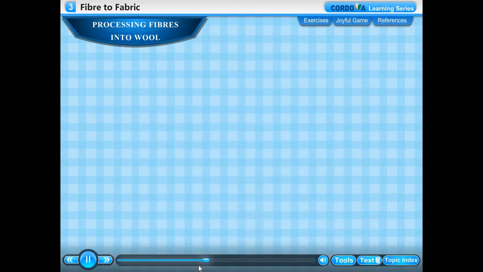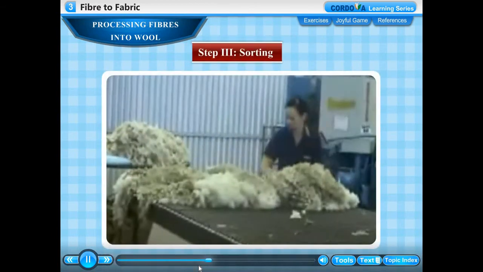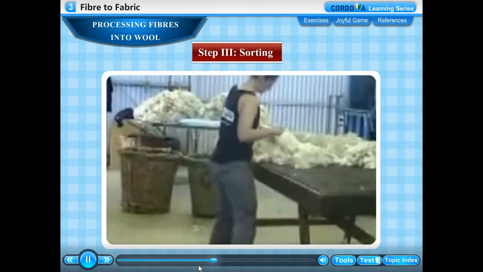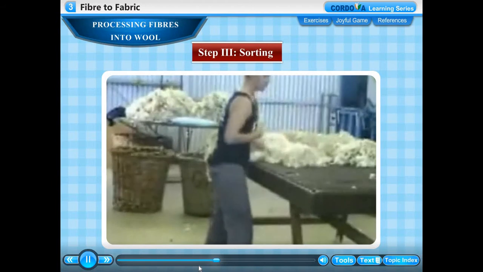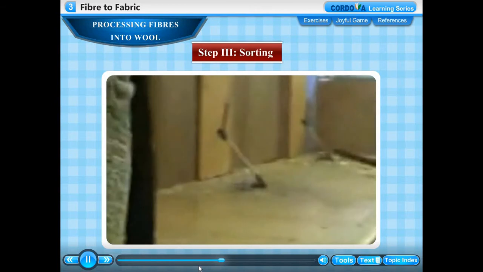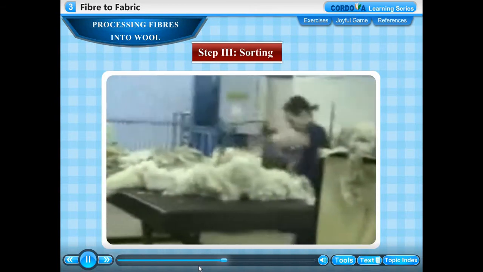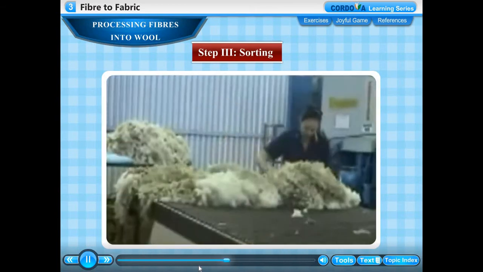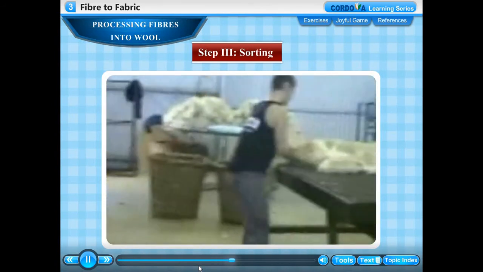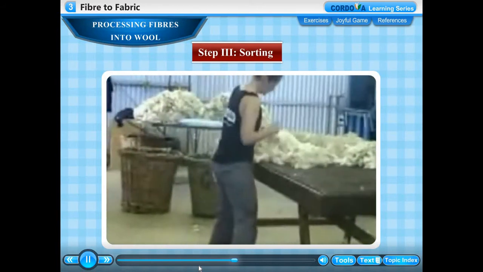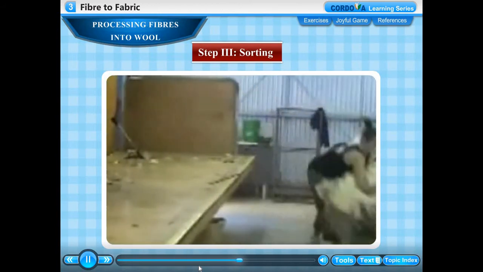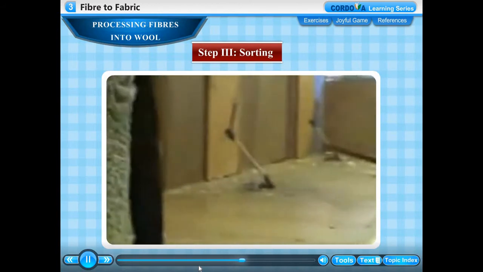Step 3. Sorting. After shearing, the wool is separated or sorted into various categories depending upon its quality. Only fleece of long, fine quality is sent to the factory for further processes. The inferior quality or broken pieces are pressed into wool packs and sold separately. The process of separating the long, fine quality fleece from the remaining inferior quality or broken pieces is called sorting.